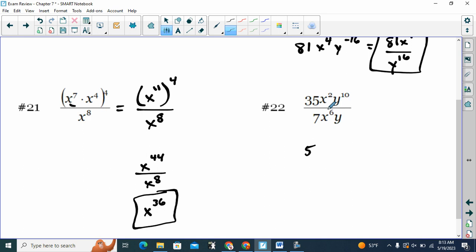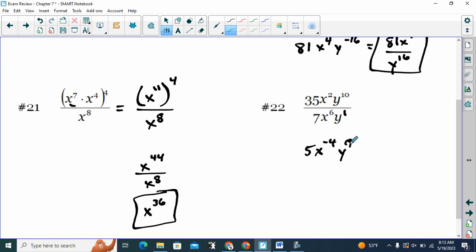x to the 2nd divided by x to the 6th. These are exponents this time. So we are going to subtract: 2 minus 6 is negative 4. Subtract the exponents. If there's no exponent written there, that's understood to be a 1. y to the 10th divided by y to the 1st. 10 minus 1 gives me y to the 9th.